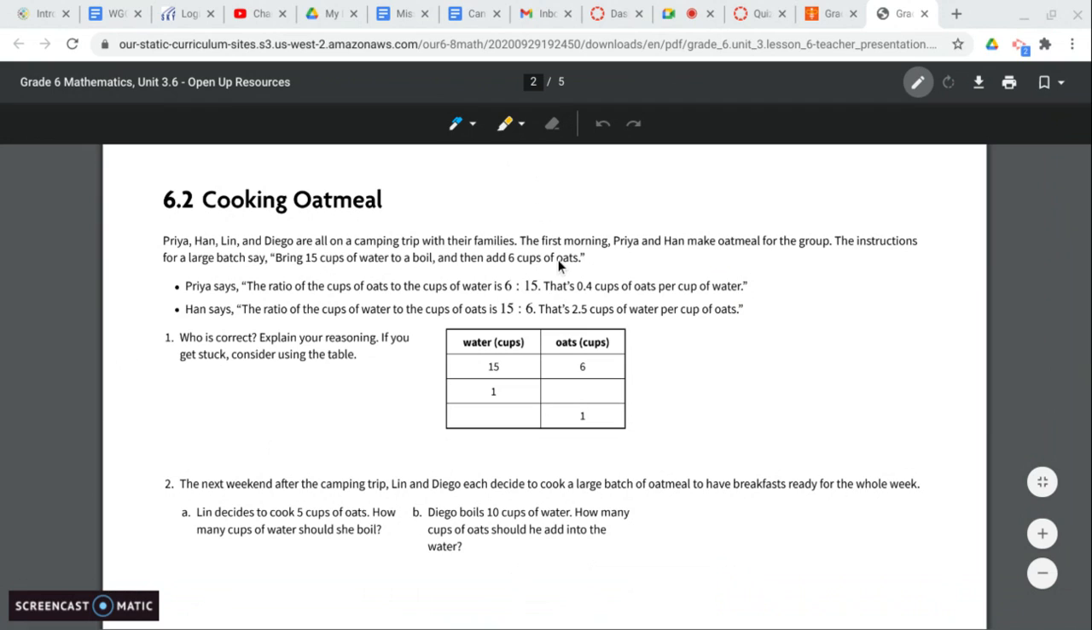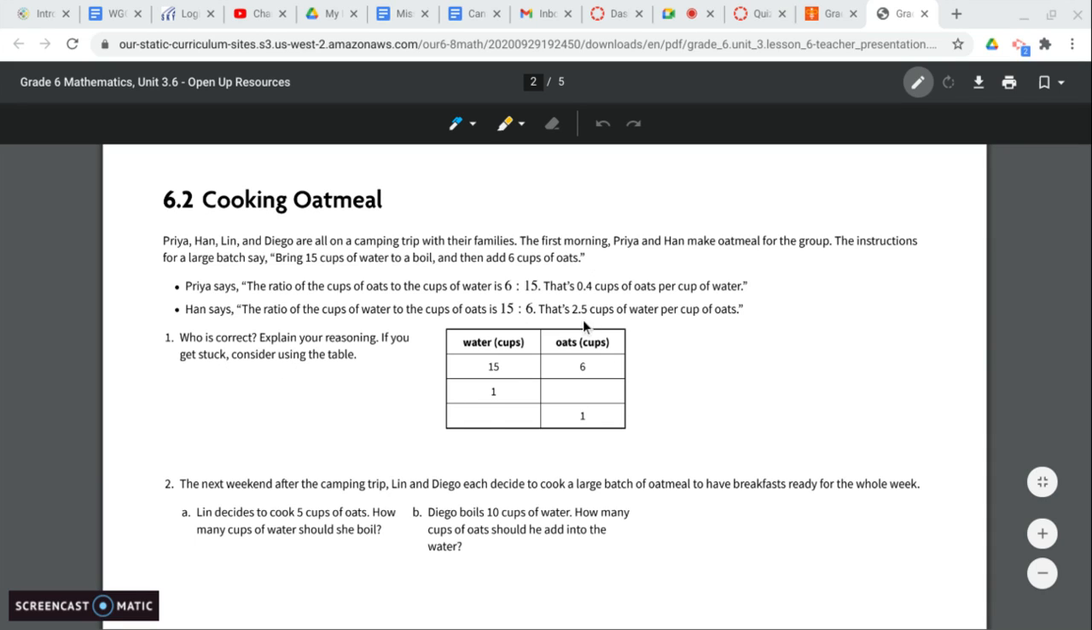So, cooking oatmeal. Priya, Han, Lynn, and Diego are all on a camping trip with their families. The first morning, Priya and Han make oatmeal for the group. The instructions for a large batch say bring 15 cups of water to a boil, then add 6 cups of oats. Priya says the ratio of cups of oats to cups of water is 6 to 15. That's 0.4 cups of oats per cup of water. Han says the ratio of cups of water to cups of oats is 15 to 6. That's 2.5 cups of water per cup of oats. Who is correct? Explain your reasoning.